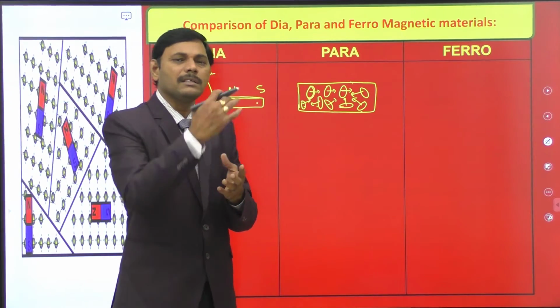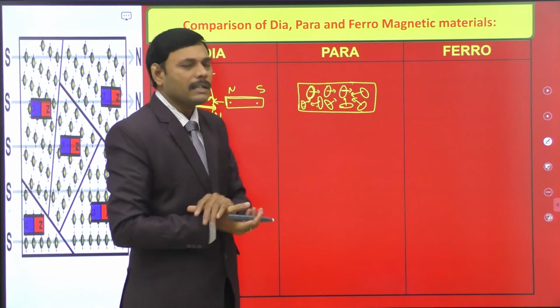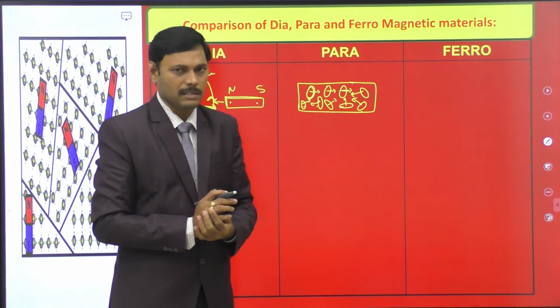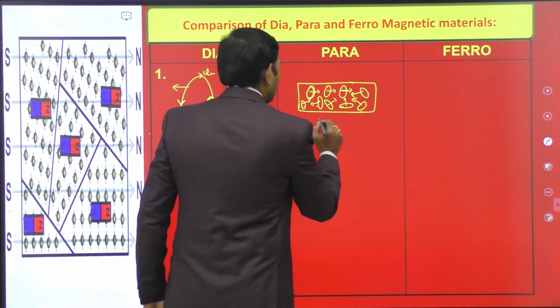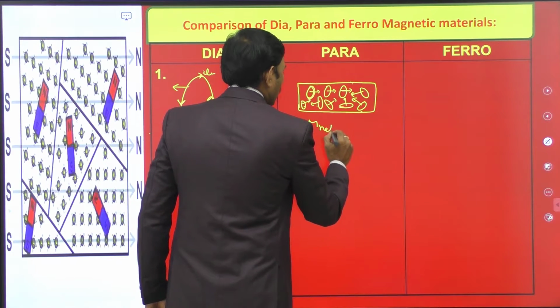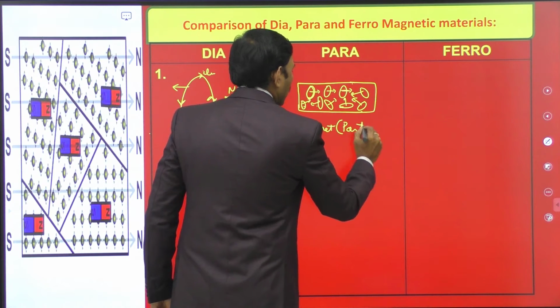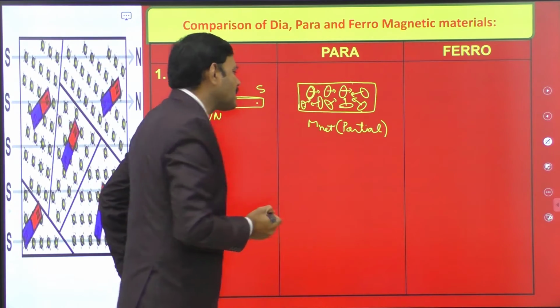When a magnet is kept close to them, these atoms are oriented in a particular direction such that they are feebly attracted by the magnet. So there is a partial net magnetic moment. So the net magnetic moment of the substance is partial. All atoms don't contribute a resultant magnetic moment in the same direction.